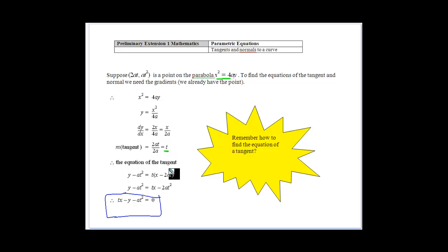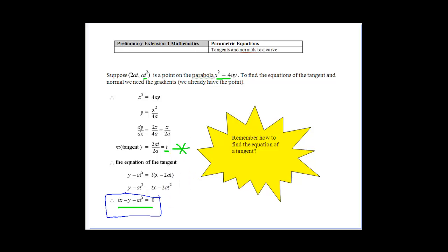So the equation of the tangent would be y − at² = t(x − 2at), because we're using the y value. We expand, then collect everything on the left-hand side, and there's our equation of the tangent: tx − y − at² = 0. You might be noticing that the parameter t is the actual gradient of the tangent as well. So we can use that idea as we go through.